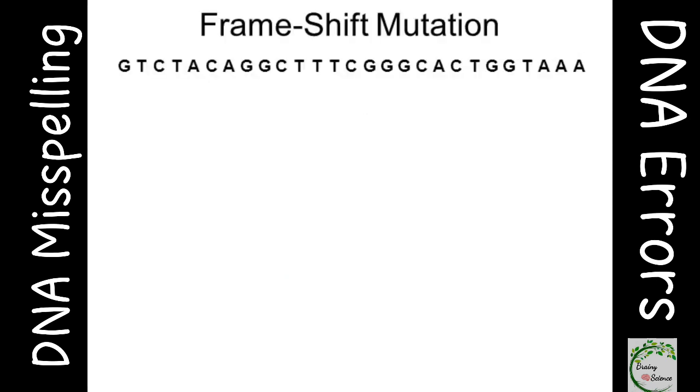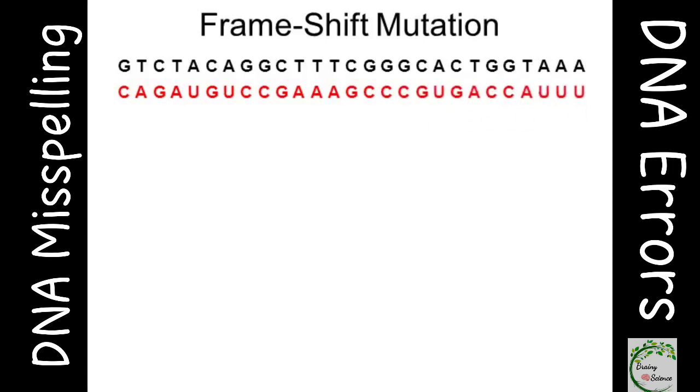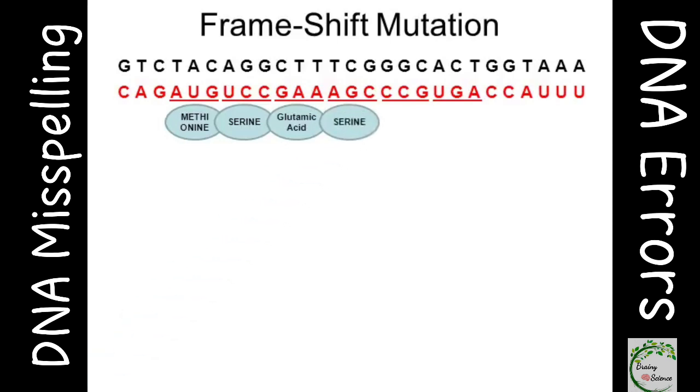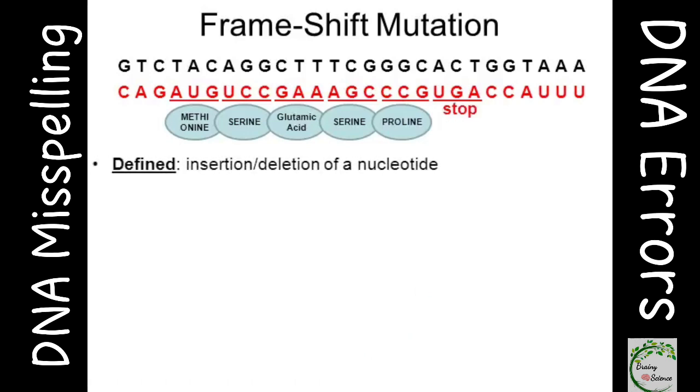The next type of mutation I want to mention is what's called a frame shift mutation. It started off the same way. We have red messenger RNA being created through transcription, and I'm going to have the ribosome read every 3 letters at a time. So starting with AUG, that's the code for methionine. UCC, that's the code for serine. GAA, that's the code for glutamic acid. AGC, that's the code for serine. CCG, that's the code for proline. And then UGA is a stop codon.